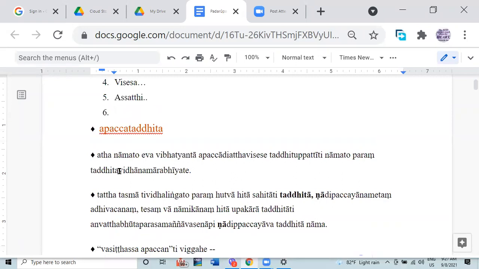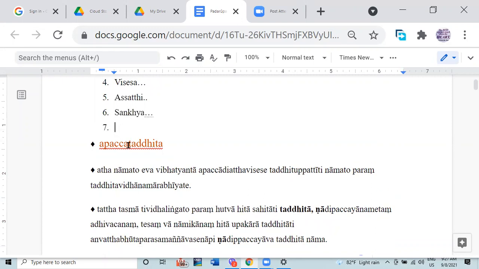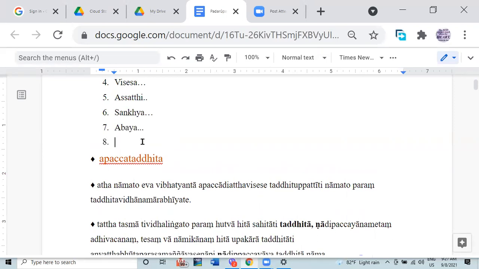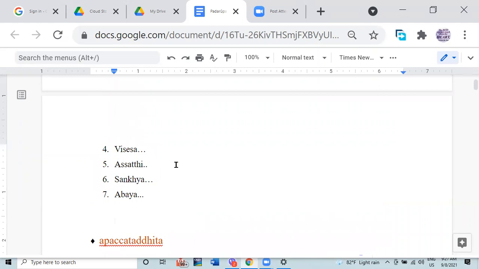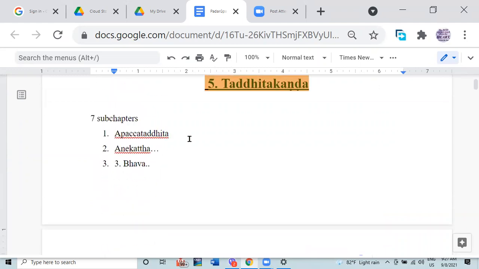Asati Taddhita. Number six is Sankhya Taddhita. Number seven is Abhajja Taddhita. Okay. There are seven sub-chapters in the Taddhitakaṇḍa.